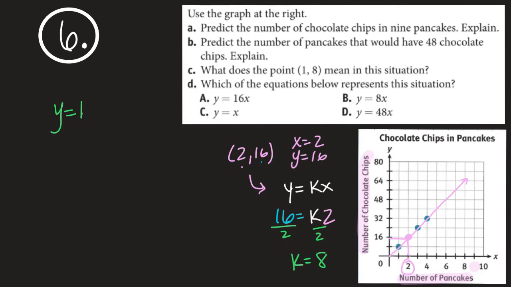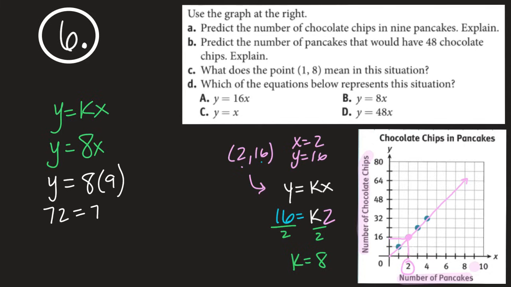So last, we're going to rewrite this equation. Instead of y equals kx, we're going to rewrite it as y equals 8x. That tells us that however many pancakes there are, we multiply by 8 to get the number of chocolate chips. So if we can predict the number of chocolate chips in 9 pancakes, y equals 8 times 9, we can say there probably are 72 chocolate chips in 9 pancakes. So this A value right here, 72, would be the answer.